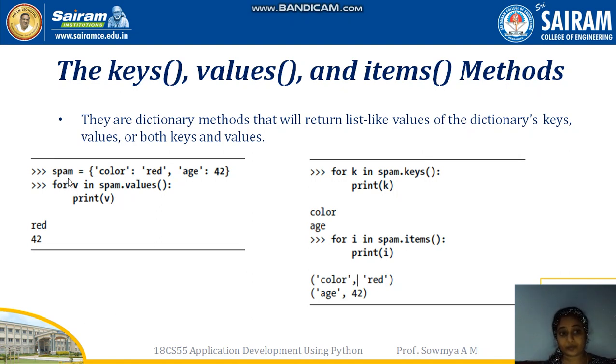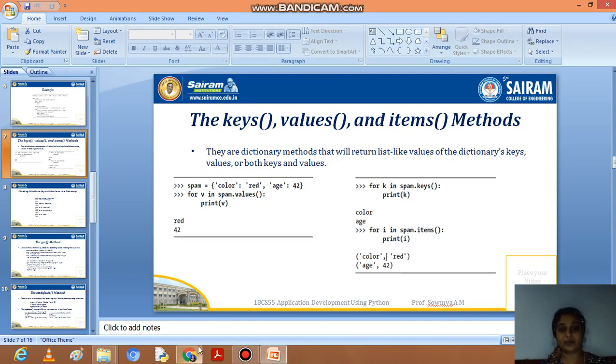So see here we have a spam with color red, age 42. Color is a key, red is a value, and age is a key, 42 is a value. For v in spam.values(): print v. So it is printing all the values from the dictionary. And if I use k in spam.keys(), then print k, it will print all the keys. And if I use items, then it is printing for items. With the help of the for statement we can do this.